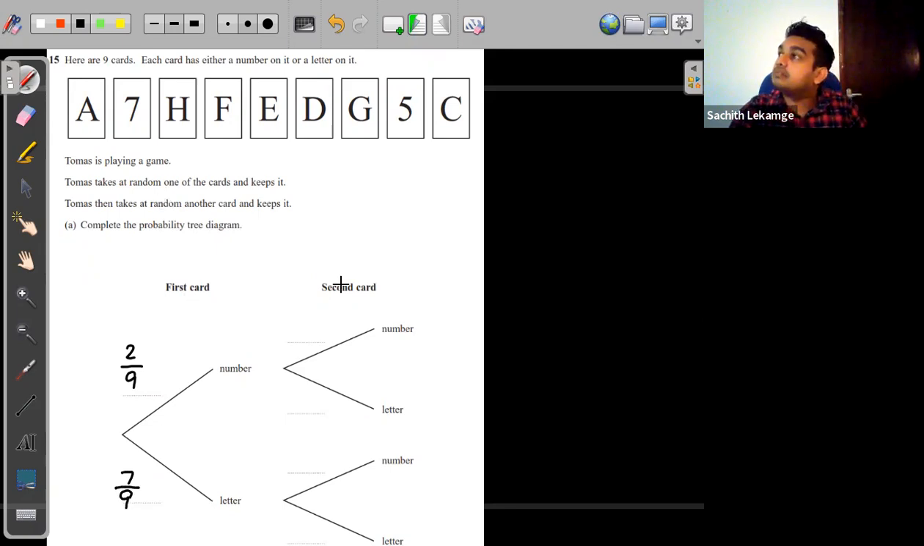Yeah, second card. Now if you take a number card, now how many altogether? 8, right? If you take a number card, now only 6 number cards remaining. Now letters, nothing happened, 2 over 8. This is conditional probability. If you take a letter, now out of 8, still 2 letters are there. But here, out of 8, only 6. That's it. Easy.